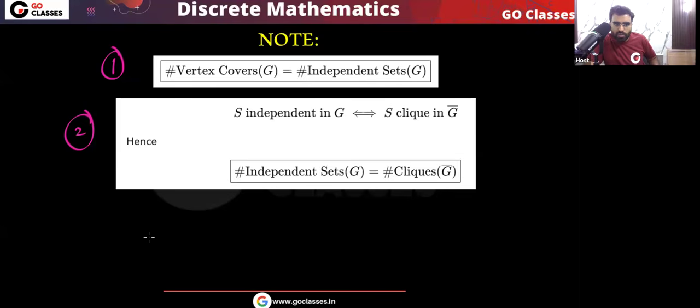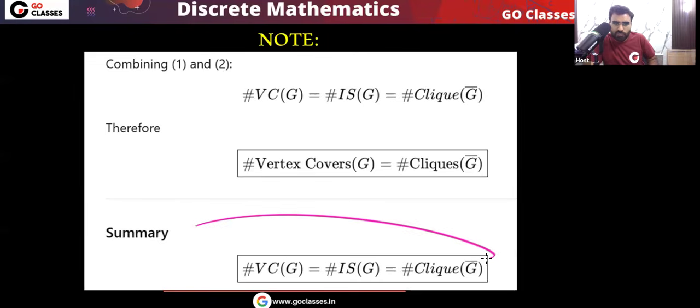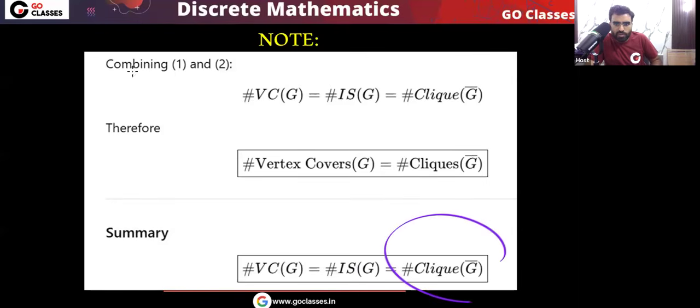So from these two, I can also say that the number of vertex covers in G is equal to the number of cliques in G complement. Okay, so basically the number of vertex covers in G is equal to the number of independent sets in G, which is equal to the number of cliques in G complement. This is the overall conclusion, this is the overall summary.